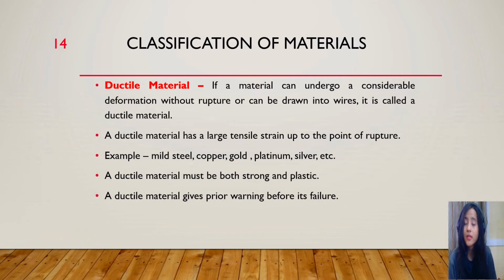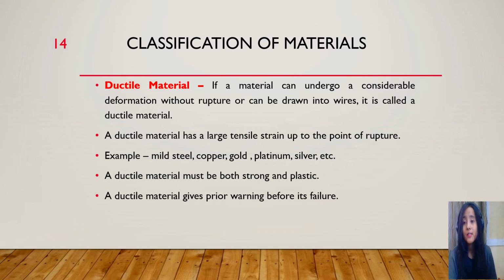So a ductile material can undergo a huge deformation without breaking. It can be formed into thin wires. If it can be drawn into thin wires, those kinds of materials come under ductile material. A ductile material has a large tensile strain up to the point of rupture. Very good examples of ductile material are mild steel, copper, gold, platinum, silver, etc.